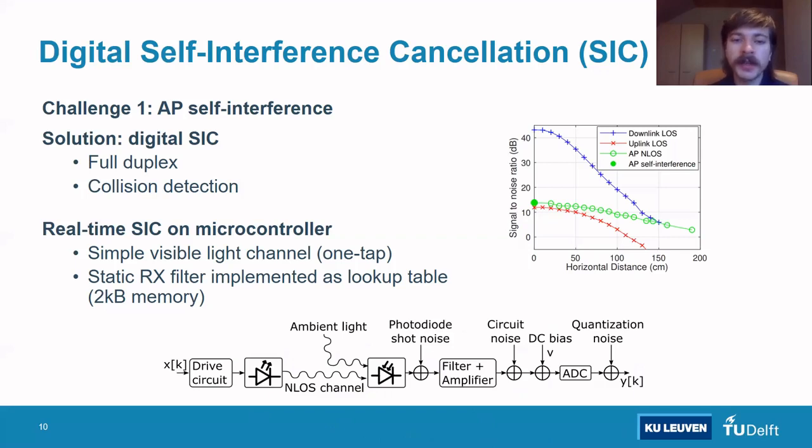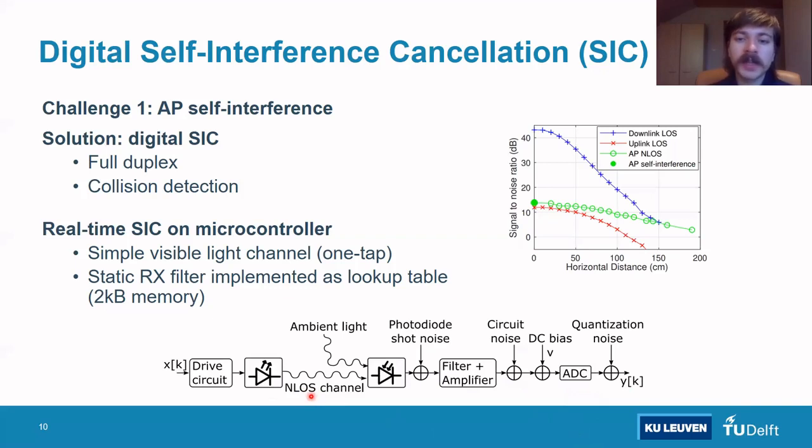The biggest challenge to this technique is that the computation time of the impulse response filter to compute this estimate of the self-interference signal is too slow to be performed in real time on a low-cost microcontroller. The way we solve this problem is by breaking down the impulse response into two components. Firstly, there's a receiver circuit, which is made up of a filter, amplifier, and analog-to-digital converter. This circuit can be modeled as a static impulse response, which does not change over time. Secondly, the visible light channel itself can be modeled as a simple one-tap path loss, which can change over time.